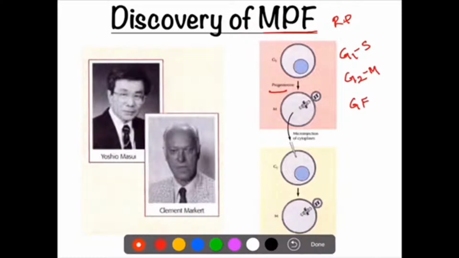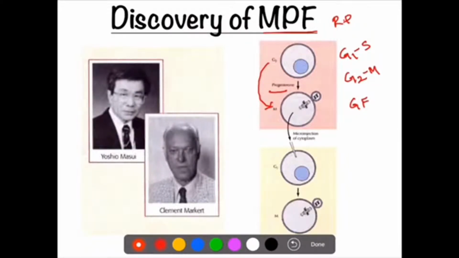Cell size, mating factor and nutrients make the cell cross the restriction point. In the case of oocytes, to cross that restriction point, oocytes need the progesterone hormone. So in the presence of progesterone hormone, the cell enters into M phase from G2 phase.